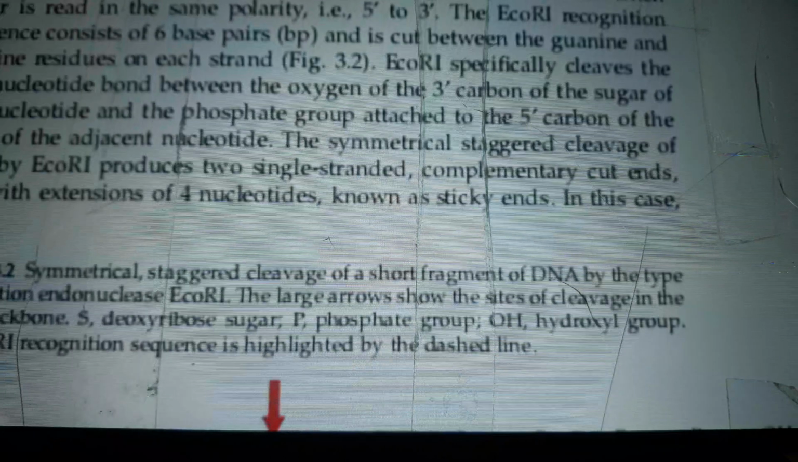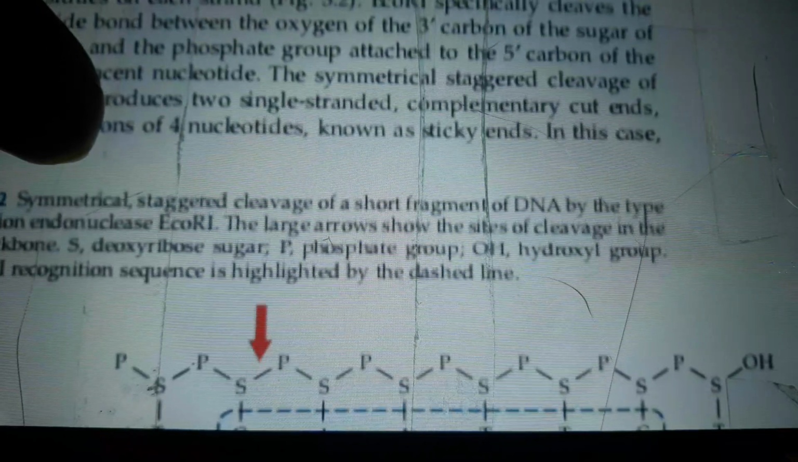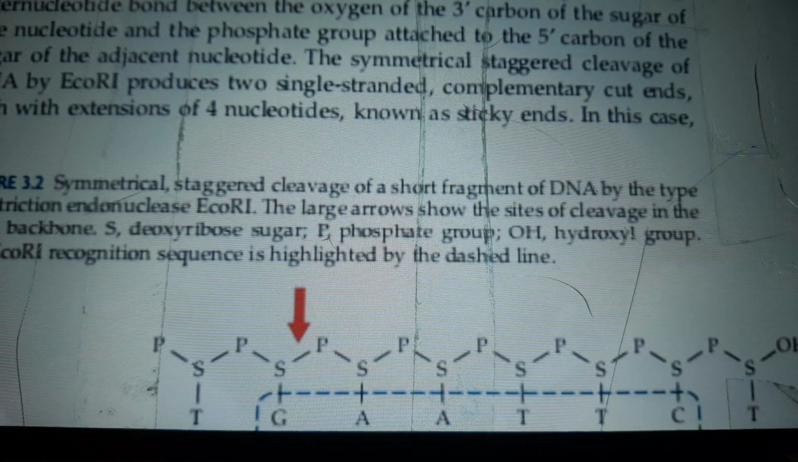The EcoRI recognition sequence consists of 6 base pairs (bp) and is cut between the guanine and adenine residues on each strand. EcoRI specifically cleaves the internucleotide bond between the oxygen of the 3' carbon of the sugar of one nucleotide and the phosphate group attached to the 5' carbon of the sugar of the adjacent nucleotide. The symmetrical staggered cleavage of DNA by EcoRI produces two single-strand complementary cut ends, each with extensions of 4 nucleotides, known as sticky ends.